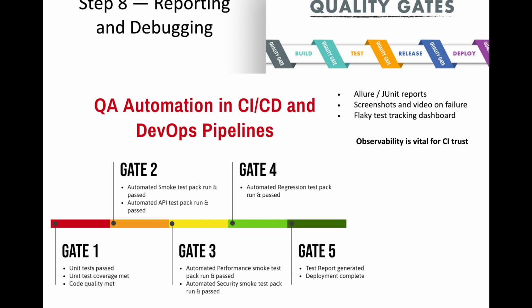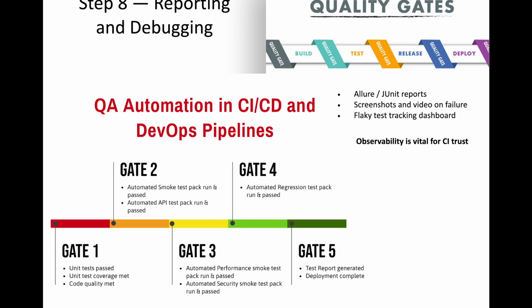And remember that your auto tests are a quality gate during development, during each and every development stage. So if unit tests passed, then automation smoke should pass. Then, for example, automated performance or security smoke should pass. Then automated regression tests pass, and only then we receive some, for example, test report generated and deployment complete. So our goal is to make each and every step automated.